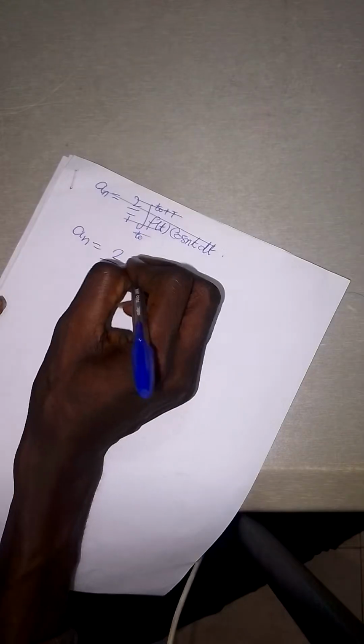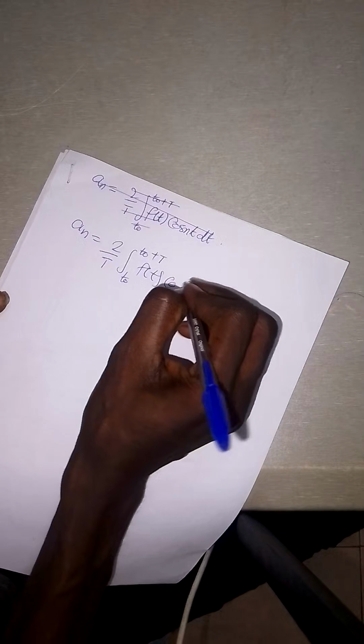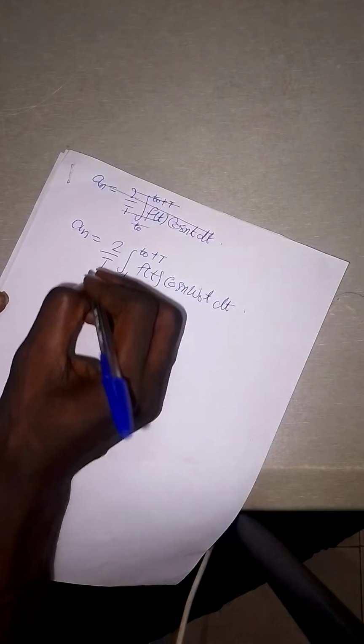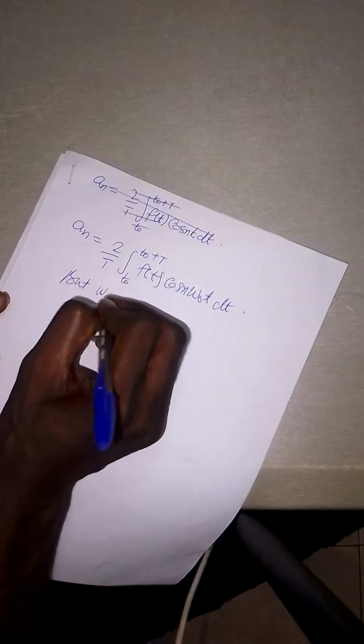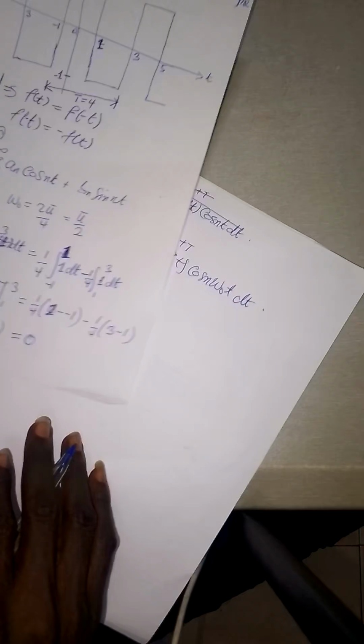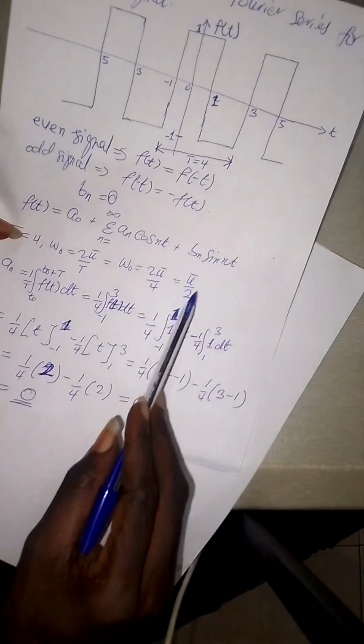An is equal to 2 over T, integral from T naught to T naught plus T of f of t cos n omega naught t dt. But we know that omega naught is equal to what? We found omega naught to be pi on 2.